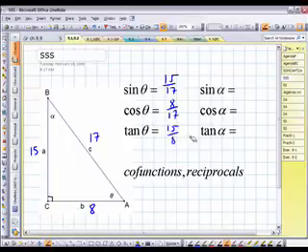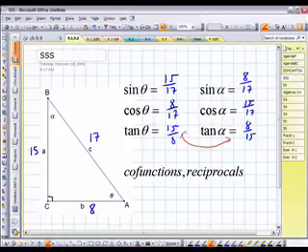Sine of alpha is opposite over hypotenuse, so that's 8 over 17. Cosine of alpha, CAH, adjacent over hypotenuse, 15 over 17. And finally, tan of alpha, opposite over adjacent, 8 over 15. Now, notice that the tangents of these are just reciprocals for theta and alpha. And this is, of course, because the opposite for one side is the adjacent for the other. And that's also why the sine of theta is the same as cosine of alpha, and the sine of alpha is the same as the cosine of theta.